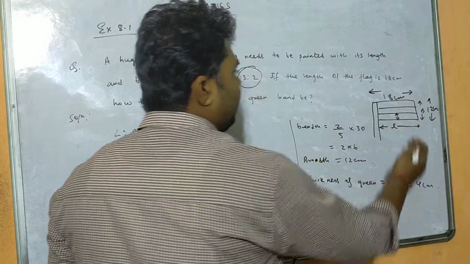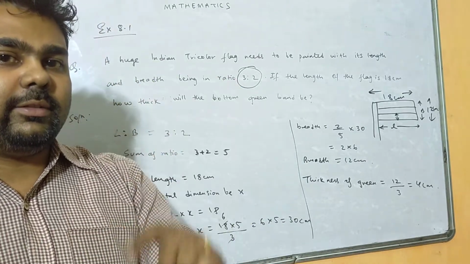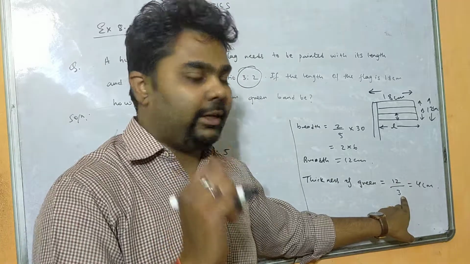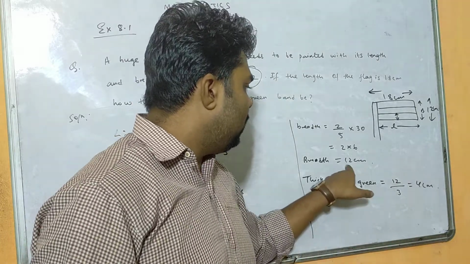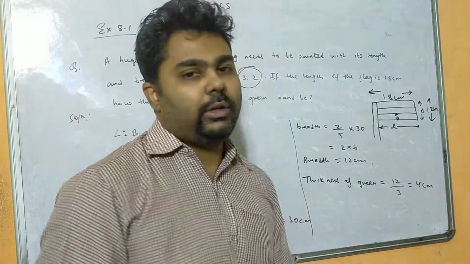So how many colors are there? 3 colors are there, and 3 colors are equally spaced. Thickness is same. So this 12 centimeter I will divide by 3 to get one thickness. That is thickness of green equals to breadth 12 centimeter divided by 3. So 3 4s are 12. So 4 centimeter is our required answer.